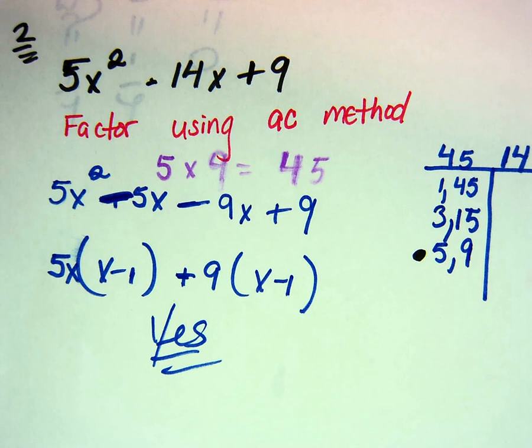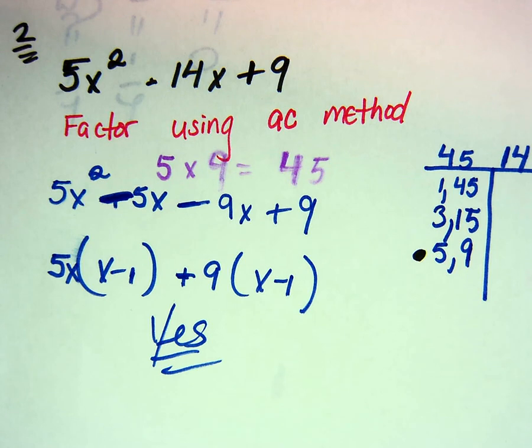So 1 and 45, 3 and 15, 5 and 9. Those are all the factors of 45. Well, 5 and 9 are the only ones that, if I add them together, give me 14. So by grouping, I put the 5x squared minus 5x together, I'm sorry, that's breaking down that 14. And then I did 9x plus 9. So the 14 came from the 5 and the 9, by the way.